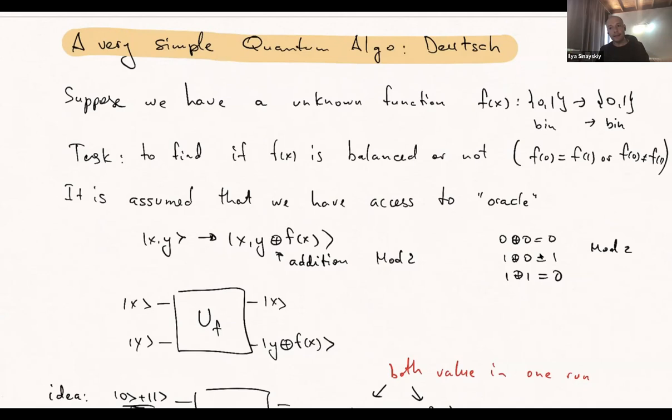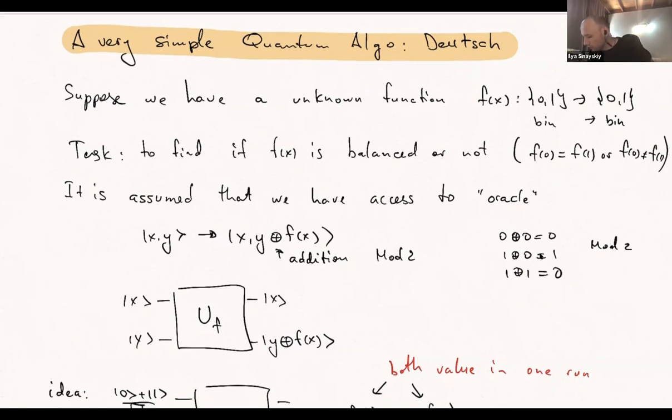In order to do it classically, we need at least two measurements. We need to put 0 into f and write down the answer, put 1 into f and write down the answer, and afterwards compare the answers. So we need to do at least two queries to this function f. Okay, so how can we do it quantumly in one query? We need to do it in the following way.